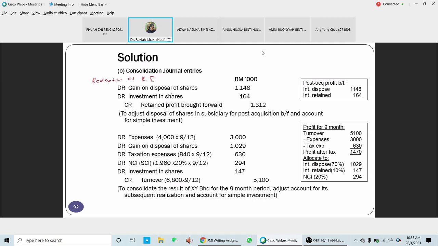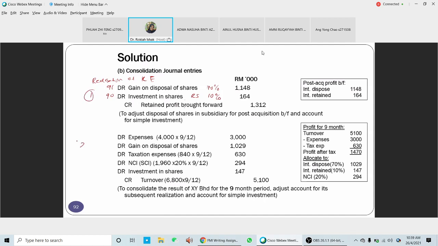First one that you have here, gain on disposal of shares. Gain on disposal of shares here is for that 70%, which refers to slide 91. So investment in shares here is for the remaining 30%, 10% remaining stake, which is from slide number 90. And then we're going to have RE brought forward, 1312. This is journal entry number 1.